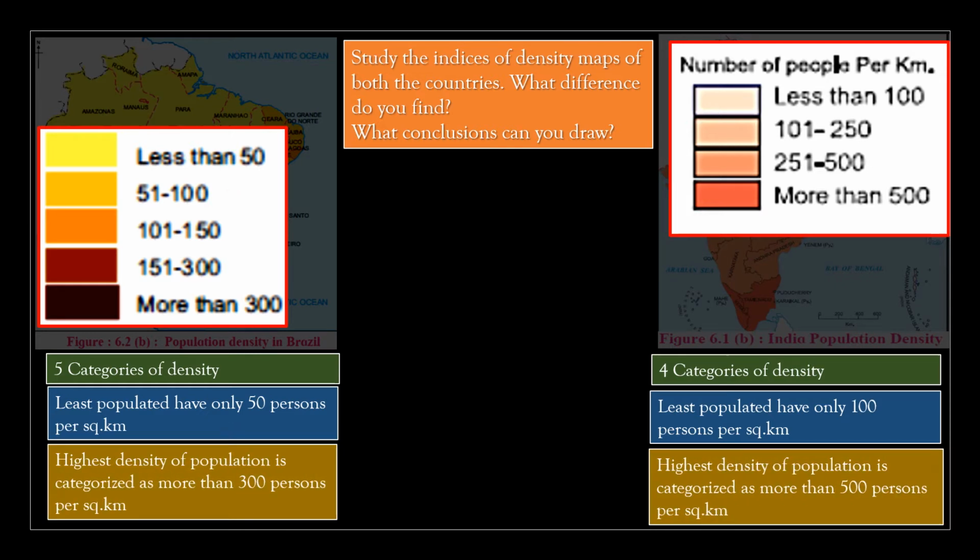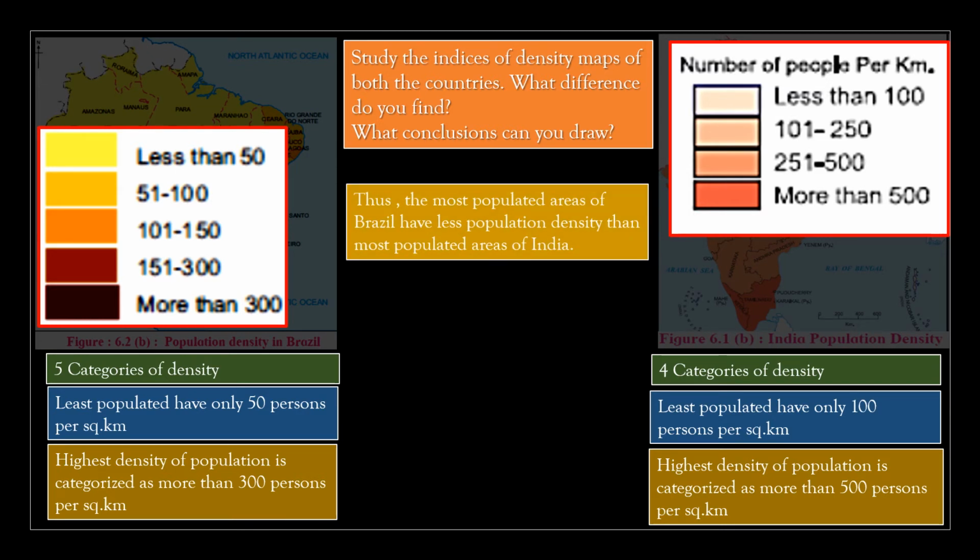The third difference: the highest density of population in India is categorized at more than 500 persons per square kilometer, while that in Brazil it is categorized as more than 300 persons per square kilometer. Thus, the most populated areas of Brazil have less population density than the most populated areas of India.